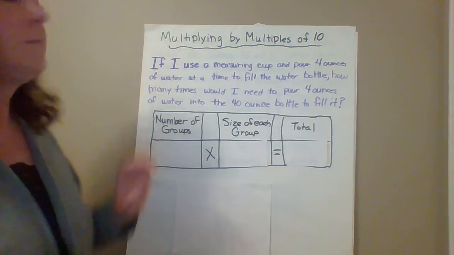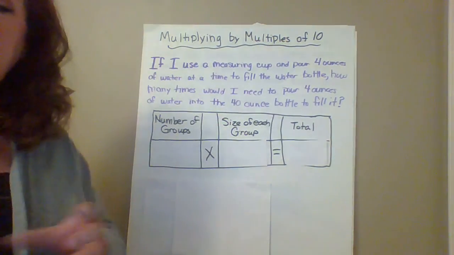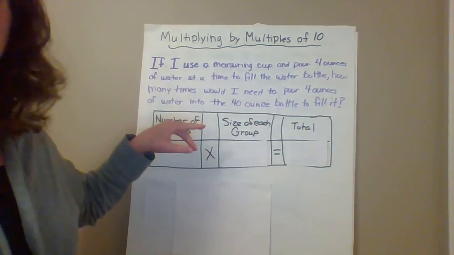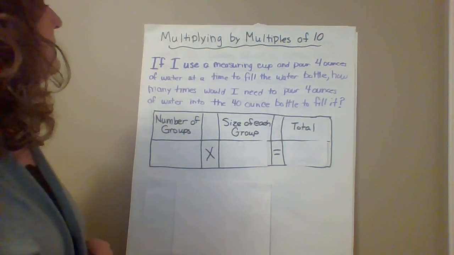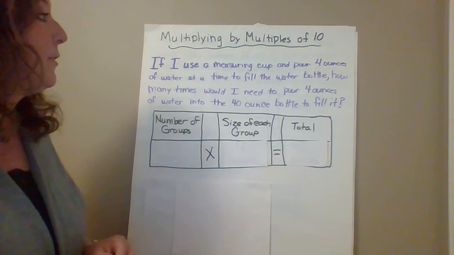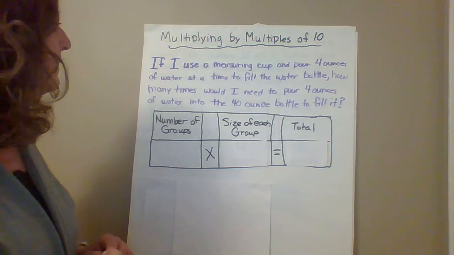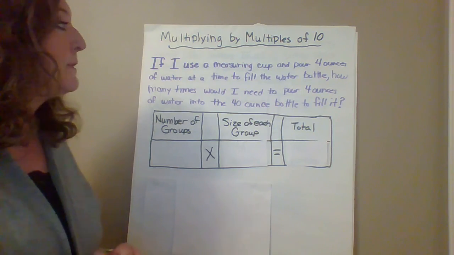I have my trusty water bottle here, and so this is going to be a problem about my water bottle. If I use a measuring cup to pour 4 ounces of water at a time to fill the water bottle, how many times would I need to pour 4 ounces of water into the 40-ounce bottle to fill it?